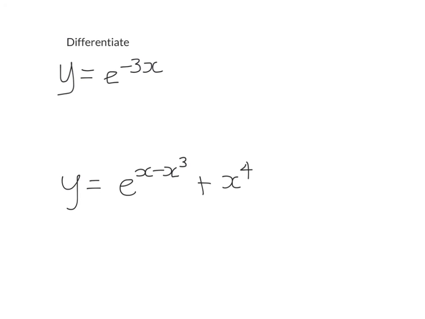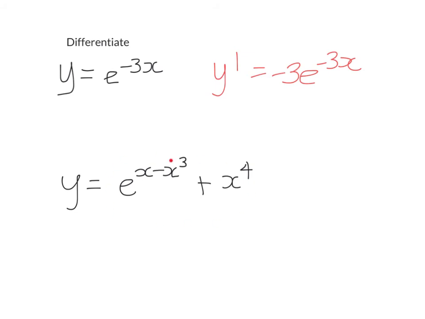So let's look at differentiating each of these two functions. Let's start up here. We can use the process on the previous slide. However, the easy way to do it is just leave the e and the power alone and multiply by the derivative of what's in the power. So minus 3x, the derivative is minus 3. So that is the answer.